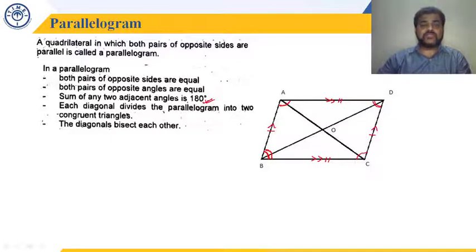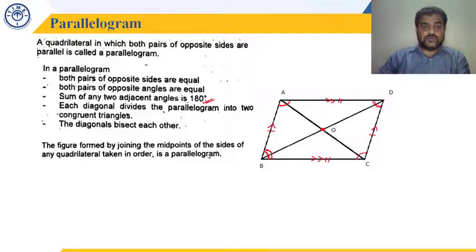And also the diagonals bisect each other, which means this point will be the midpoint of AC also and BD also. That is the meaning of diagonals bisect each other. Fine. So they will pass through the midpoints of each other. Okay.